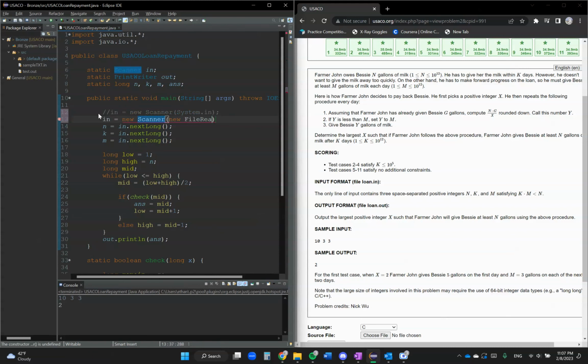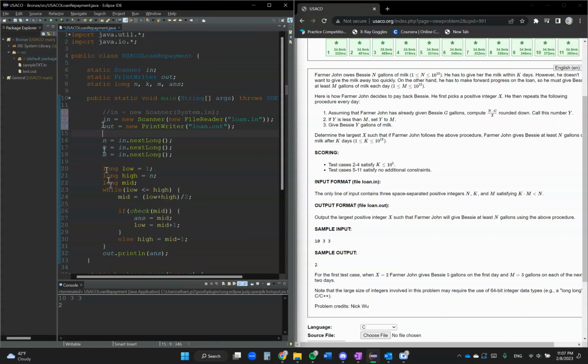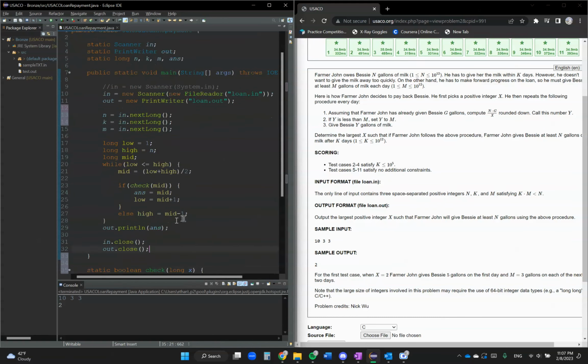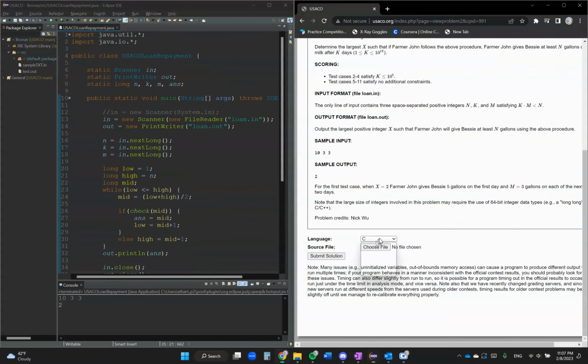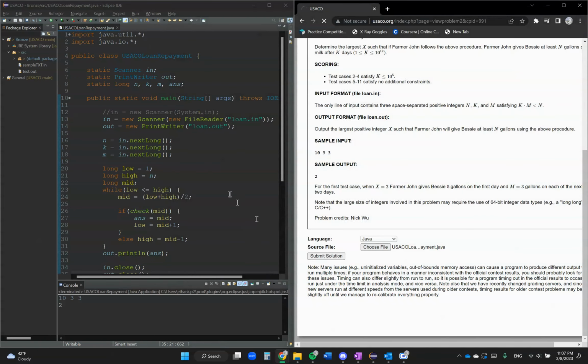New file reader loan.in equals new print writer loan.out. And that's basically it. We print out the answer at the end, and we close in and we close out, just so we save the files. Now let's try submitting it. Hopefully it works.